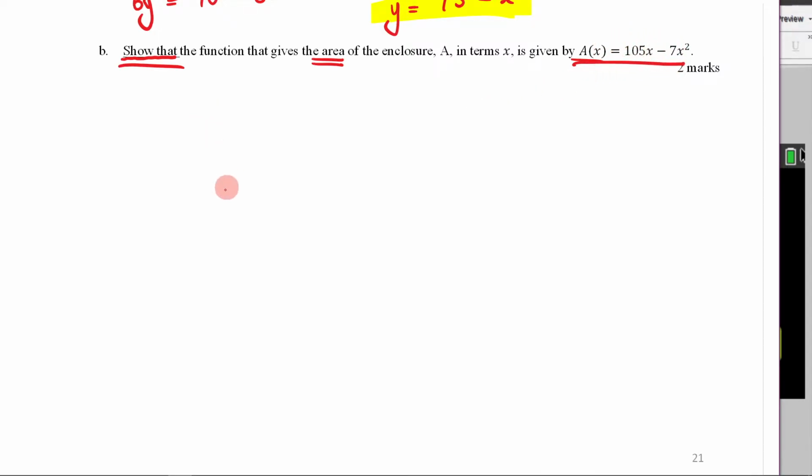So we're going to do a whole bunch of working out, and if we've done it correctly, at the very end, we should get this. You might be asking yourself, what's the point of that? Why have they told me the answer? Isn't this a bit redundant?